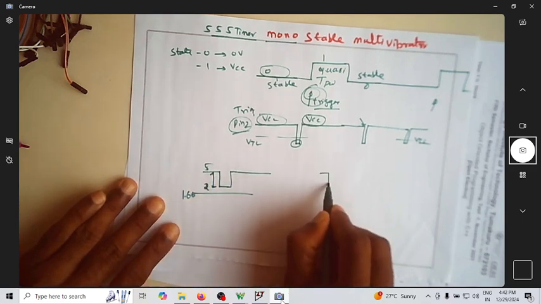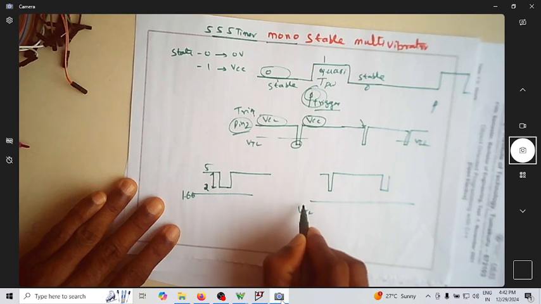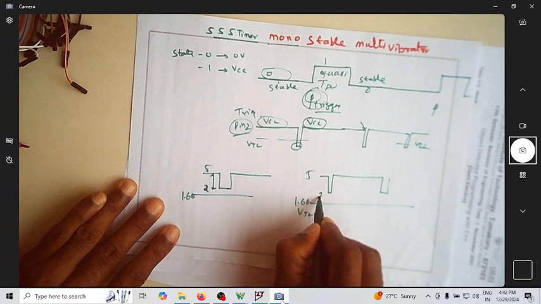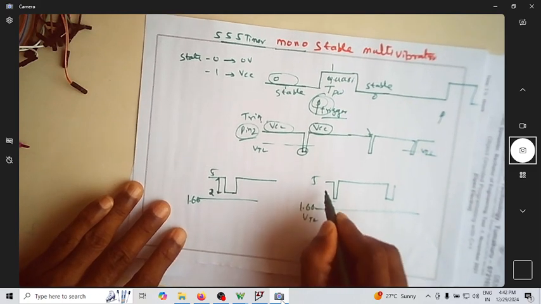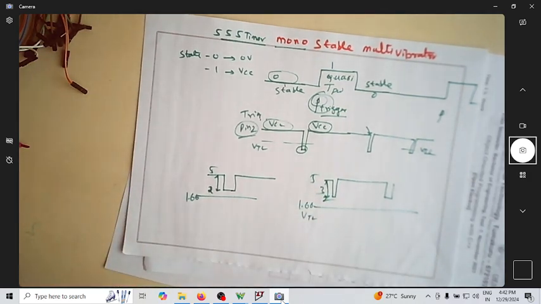It looks like a trigger signal, but your VTL is here. So this is 1.66. This is 5. This is actually 2 volts. So how much is the drop here? This is 3. So how do I set such a type of waveform?